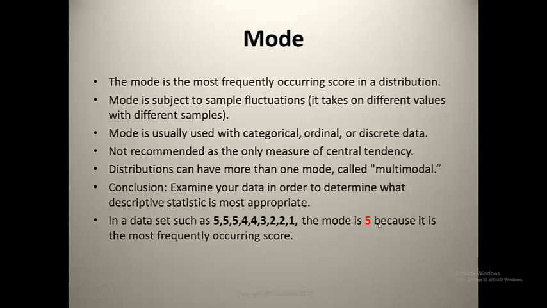Conclusion: examine your data all the time in order to determine what descriptive statistics is most appropriate before you move on. In a data set such as 5, 5, 5, 4, 4, 3, 2, 2, 1, the mode is 5 because it is the most frequently occurring score in this set. Okay?